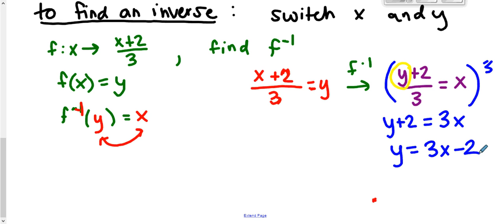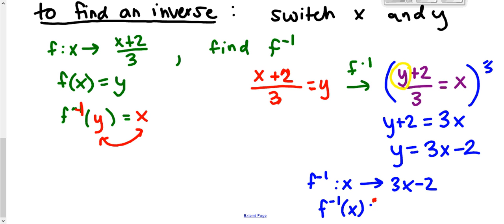And then finally, sometimes what you'll see is they'll rewrite it with inverse notation. The inverse maps x onto 3x minus 2. Okay, so make sure that you rewrite it. You can rewrite this as f inverse of x equals 3x minus 2. You can also write that. But make sure that you are noting that, hey, this is the inverse. I'm done. That's my answer.